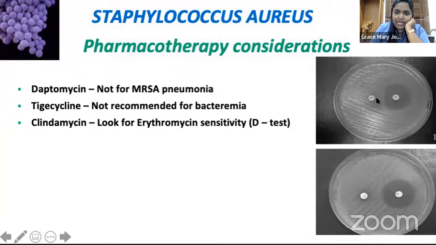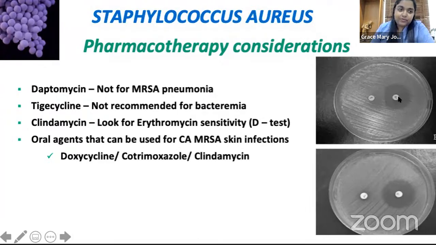But when you're putting clindamycin and your erythromycin here, instead of having a full circle, you get something like a D here. It's because the zone of inhibition of erythromycin is a full circle. That means that it is inducible. Clindamycin resistance is inducible in that strain. Therefore, if your erythromycin is resistant, never give clindamycin.